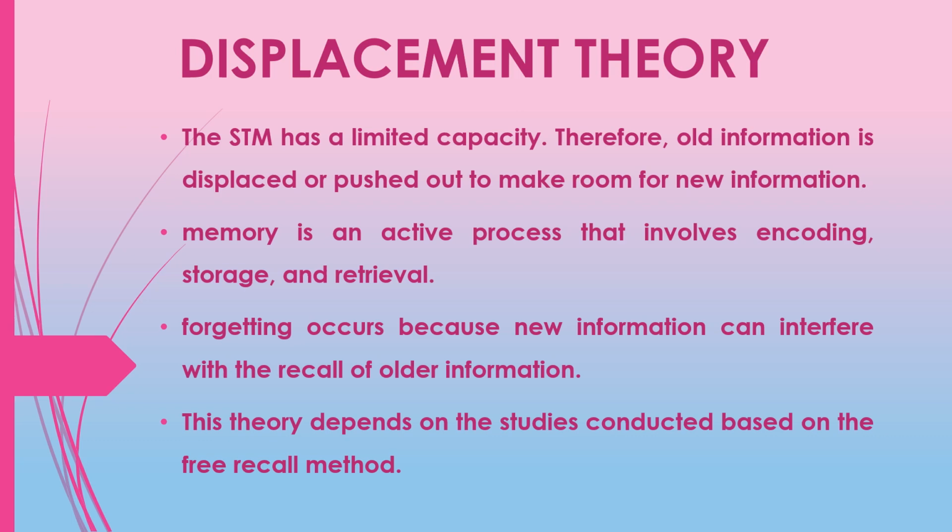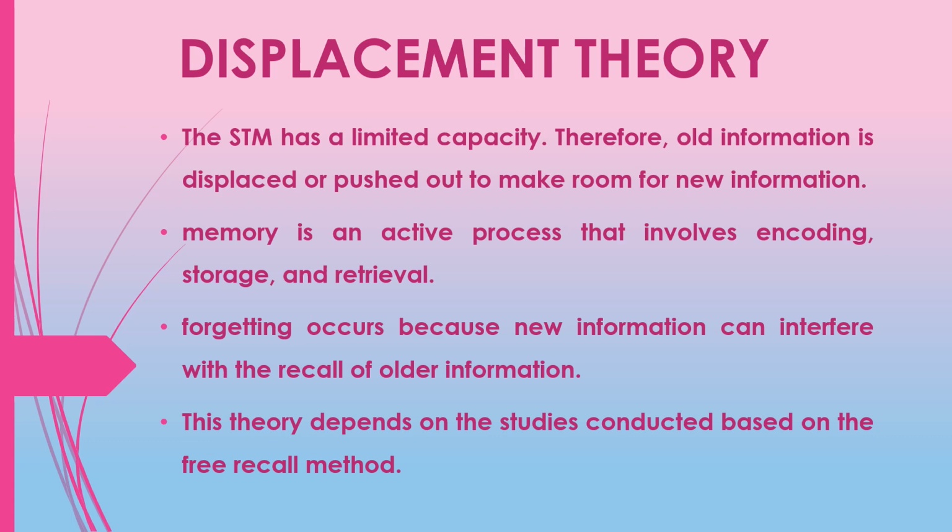Next is displacement theory. The second theory that psychologists use to explain short-term memory forgetting is the displacement theory. This describes how forgetting works in short-term memory. The short-term memory has limited capacity and it can hold a small amount of information. We have learned that it holds up to about 7 items at one time. Once the memory is full, new information will replace the old one.